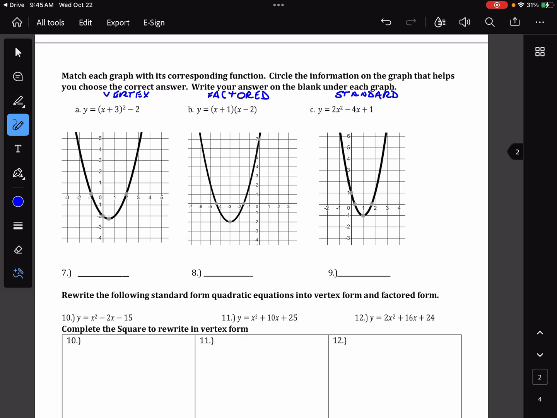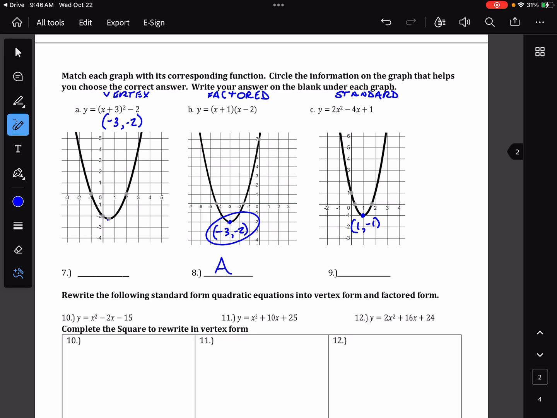So for vertex, I'm looking for the graph with a vertex of -3, -2. This first one, I can't tell where that vertex is. It's not on any of the crosshairs of our graph, so can't really tell there. B looks like it's at -3, -2, so that's a good start. And let's just check over here. This one looks like it's at +1, -1. Okay, so that's our winner. That's what I'm going to circle, is that vertex. And so 8 goes with A.